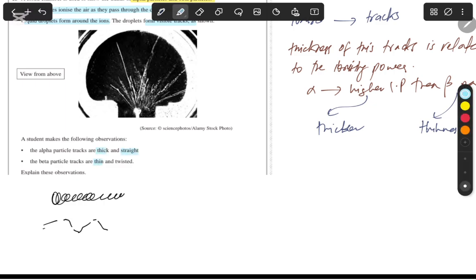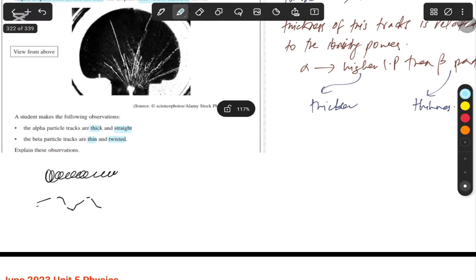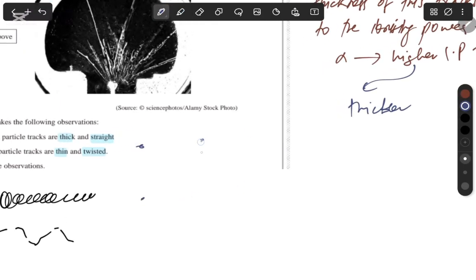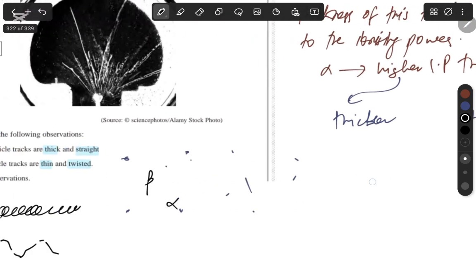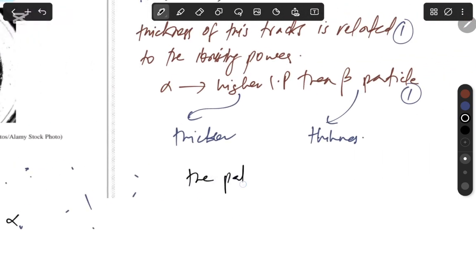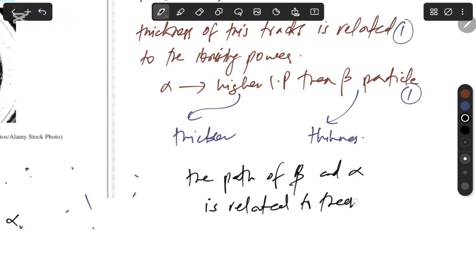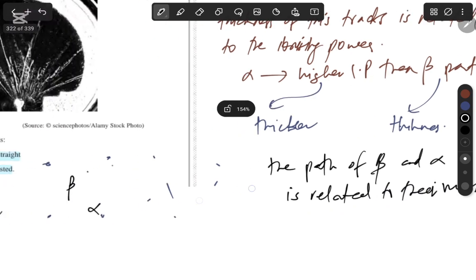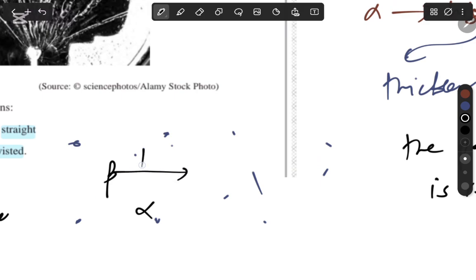Next, I want to explain why alpha is going straight and why the beta is becoming twisted. So we have a lot of air molecules surrounding us, okay? And then we have our beta particles here and our alpha particles. Now remember, the path of beta and alpha is related to their mass, and what's going to happen is we know that beta particles are lighter in mass, so they're going to get knocked around by these air molecules, and that's why they give you that zigzag track.